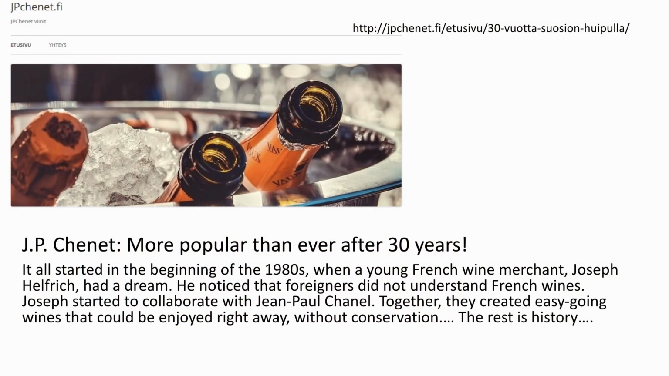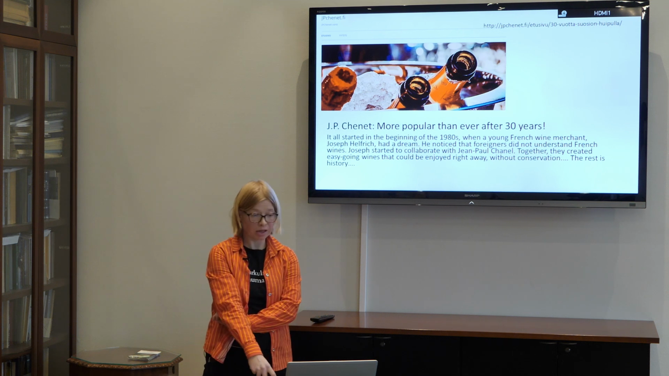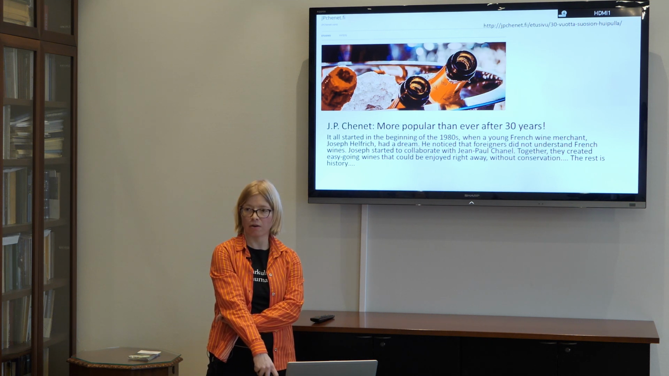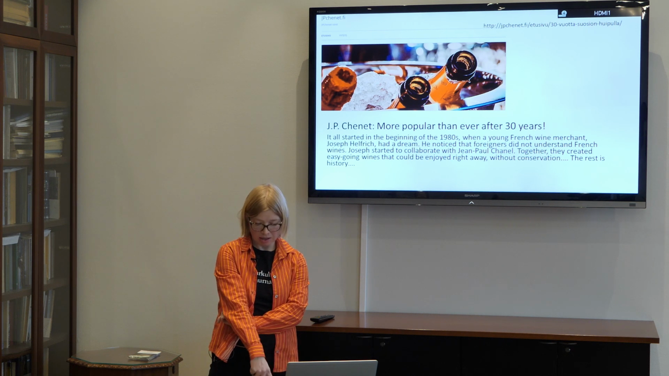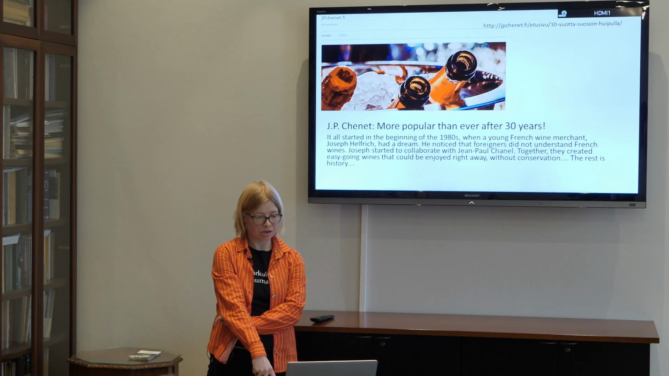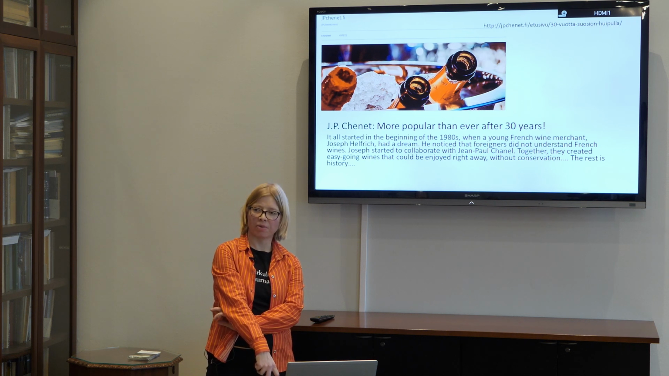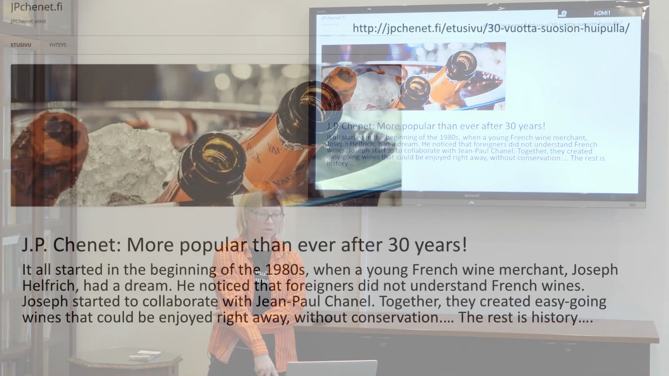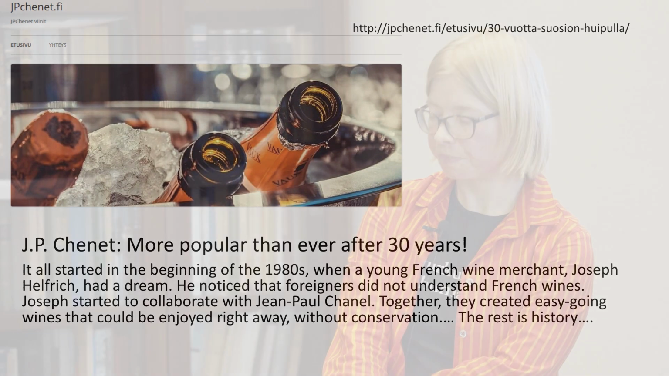For instance, here we have an example from the Finnish internet. It's been translated to English. The text is from the website of a wine brand, Jean-Paul Chenet. It's a Finnish site though. The text actually tells a story about the beginning of the company and how the company was founded. So it all started in the beginning of the 80s when a young French wine merchant had a dream.